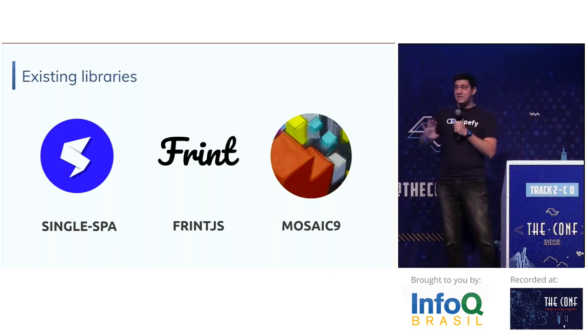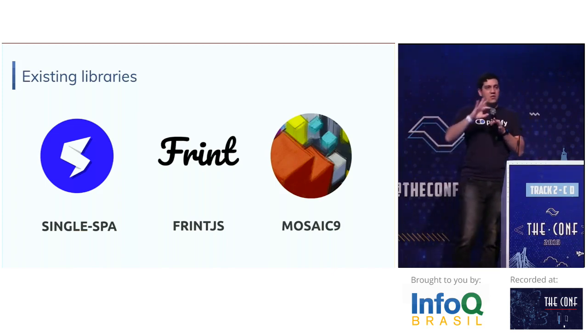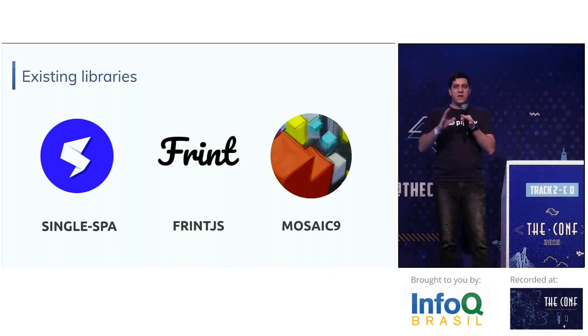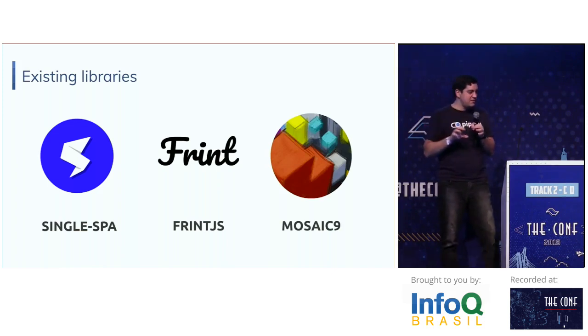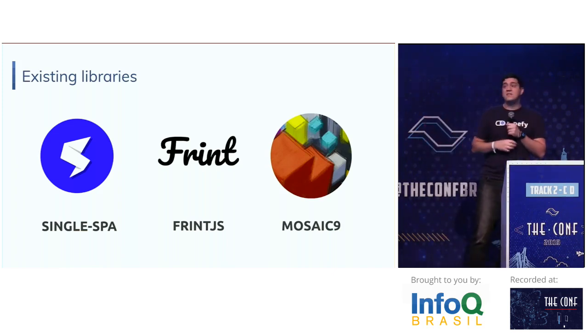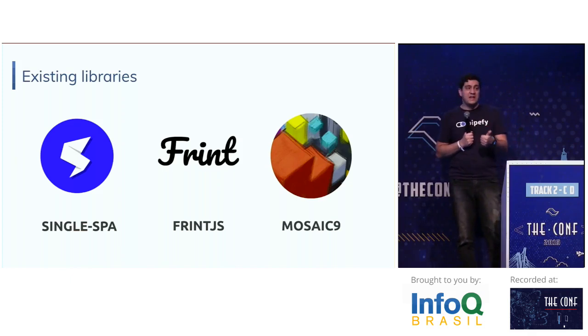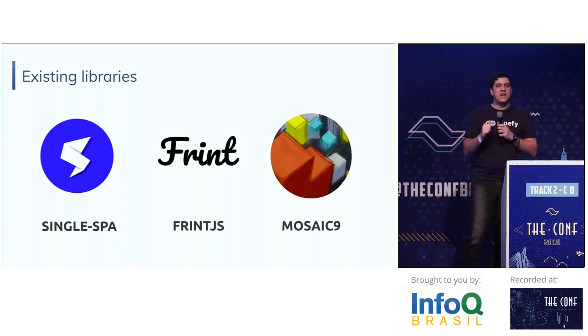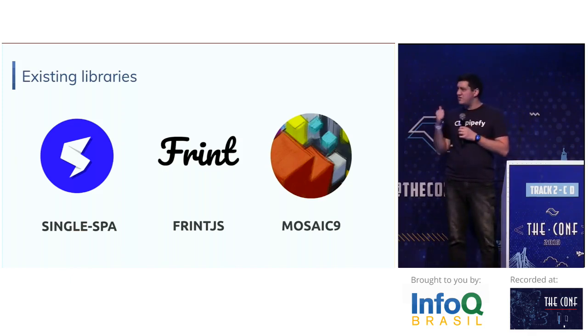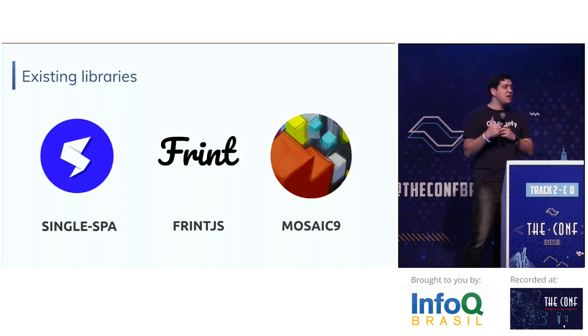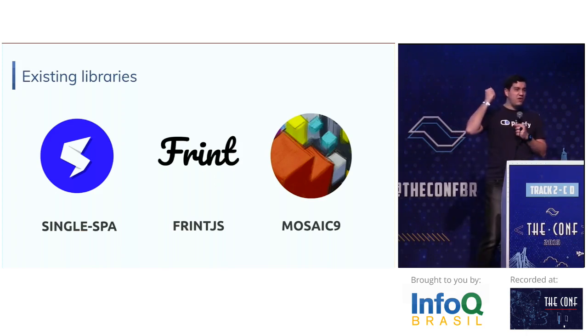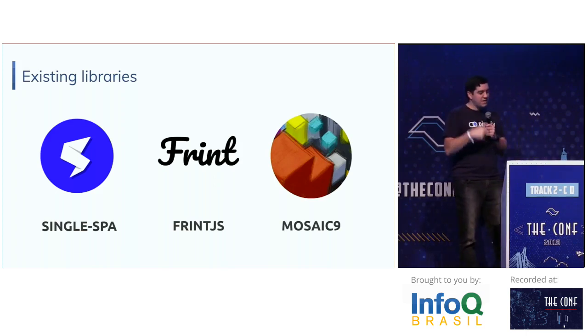Fringe.js is a little bit similar, but you kind of draw your HTML page calling the different micro-frontends. And Mosaic 9 is the library from the folks at Zalando. So it's a server-side component. It's a Go application, if I recall correctly, and it does the composition on the backend. Also, on the slides there are links for each of those libraries, and you can check that.